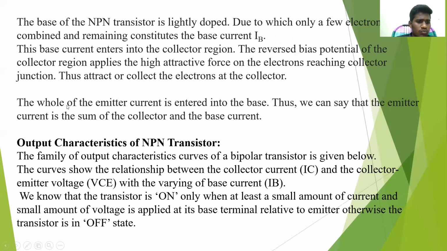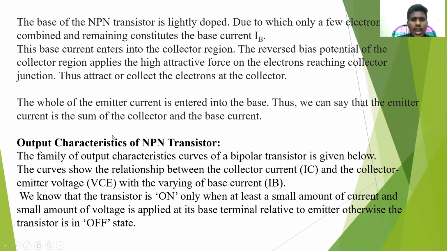The whole of the emitter current enters into the base, thus we can say that the emitter current is the sum of the collector and the base current. In formula, IE equals IB plus IC. Emitter current equals the sum of the base current and collector current.